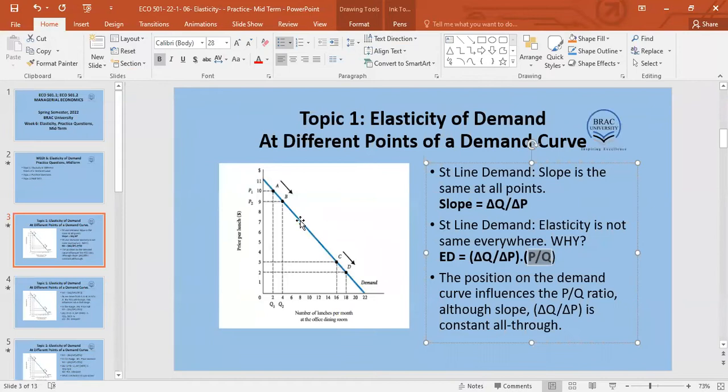Now let us look at the second feature of this demand curve. As we move from A to B, what is the price change? 1 unit, isn't it?